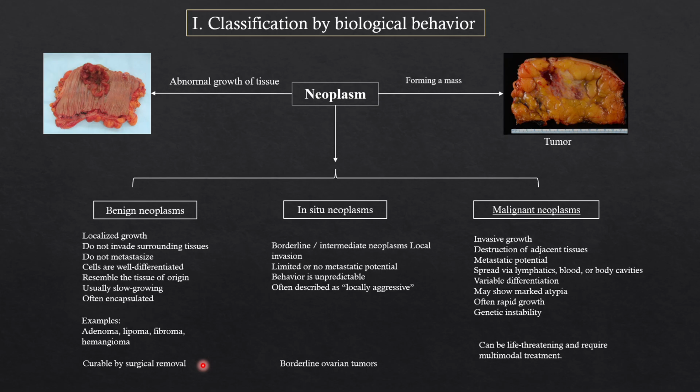So then comes the malignant neoplasms, like invasive growth, destruction of the adjacent tissues are some of the characteristics of the malignant neoplasm. They have the metastatic potential, which means that they can spread via the lymphatics or the blood and the body cavities, and have variable differentiation. So they may also show a marked atypia, which we'll be learning in the coming slides, and often marked by rapid growth with genetic instability. They can be life-threatening and require multimodal treatments.